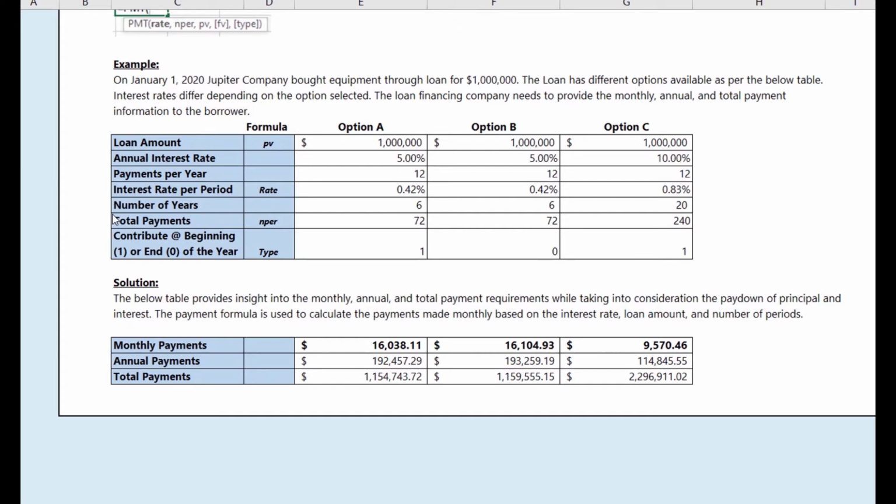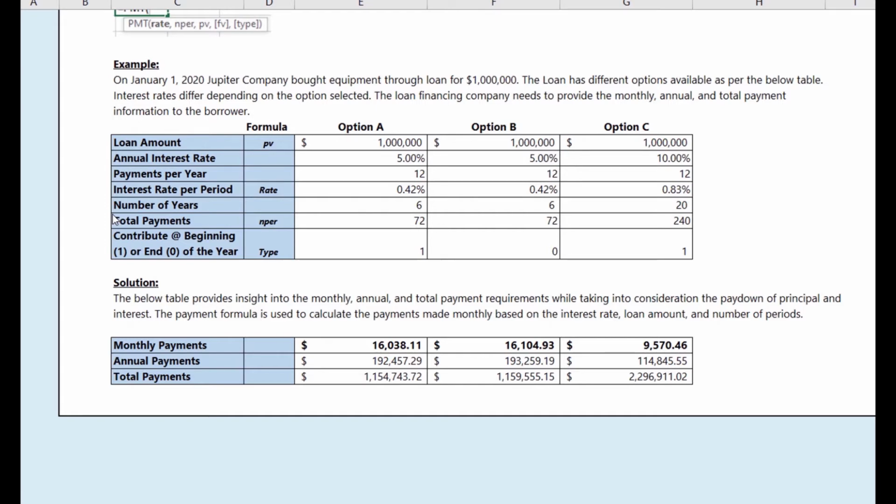The number of payments per year is 12, i.e. it's paid monthly, and the interest rate per payment period is 0.42% under options A and B because it's 5% annually, and it's 0.83, i.e. 10% for the year, but it's 0.83% per month for option C. The number of years of the loan is 6 under option A. It's also 6 under option B, and it's 20 years under option C.